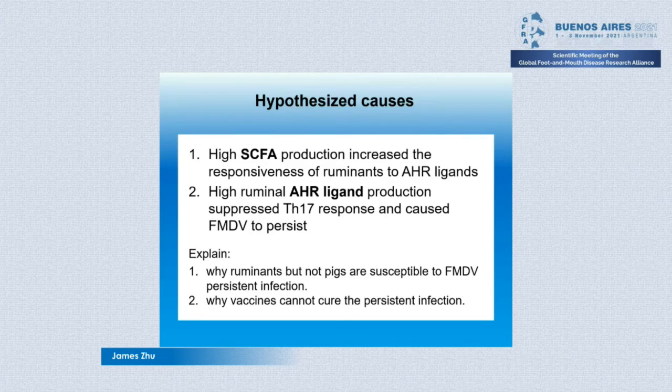This hypothesis could explain why ruminants but not pigs are susceptible to FMD persistent infections, and why vaccine cannot cure FMD persistent infection. This research was supported by U.S. Departments of Homeland Security and Agriculture.